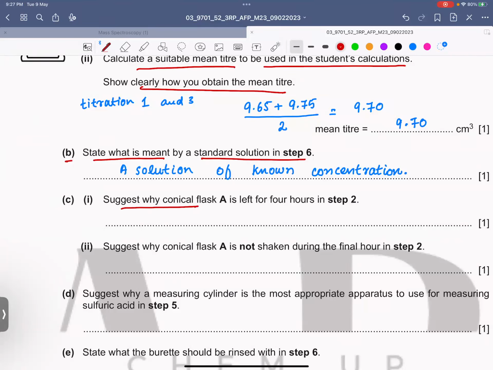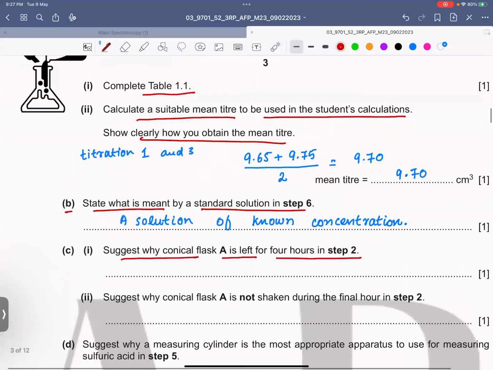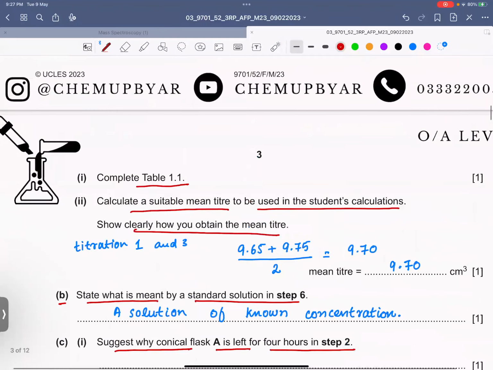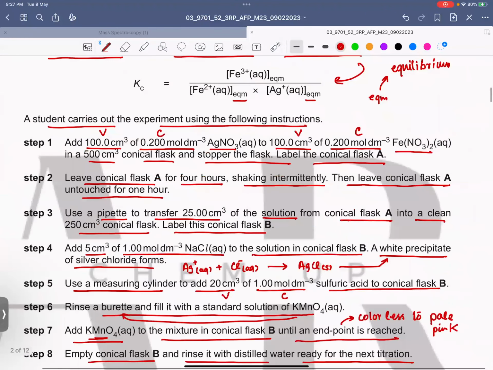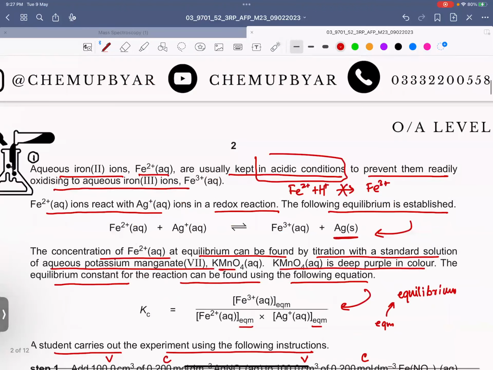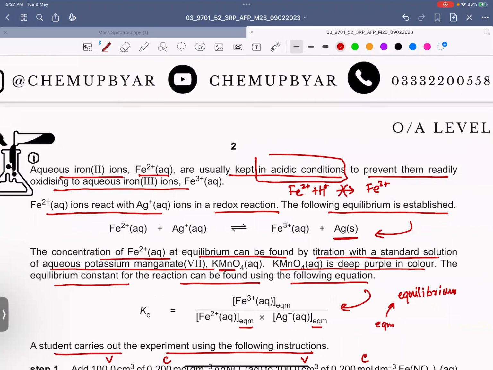Suggest why conical flask A is left for 4 hours in step 2. Anybody can suggest why we did this? To let the reaction complete. Are you sure? Look at the equation. To let the reaction reach equilibrium position, because it's a reversible reaction. So if you write to let the reaction complete, it would be wrong.